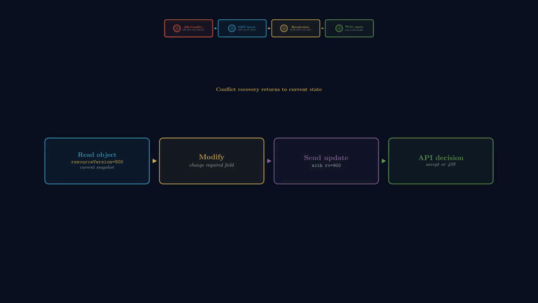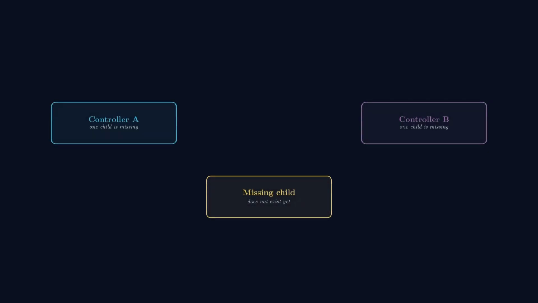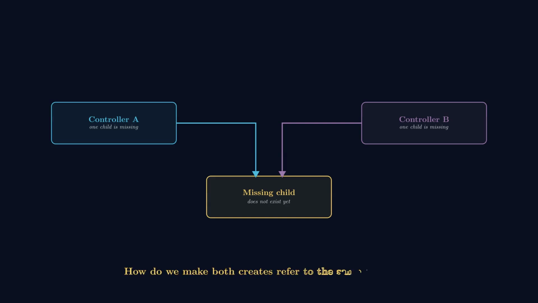But our missing pod is a create operation, and creates have a different problem. Before the new pod exists, there is no pod resource version to compare. Two controllers could both decide to create the same missing child. For that case, stable identity becomes another important safety tool.